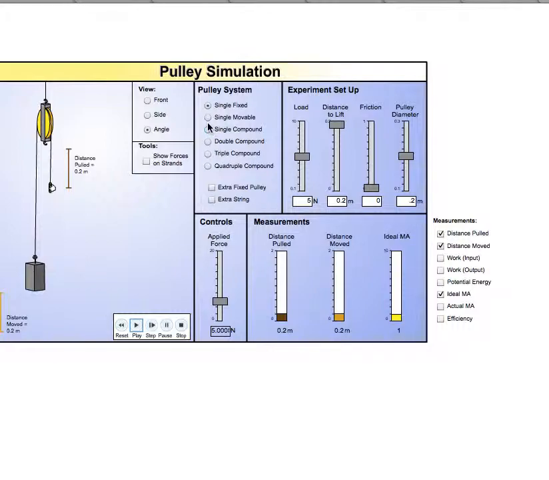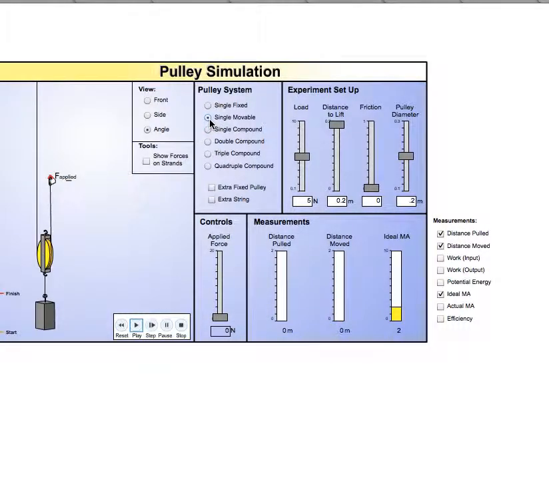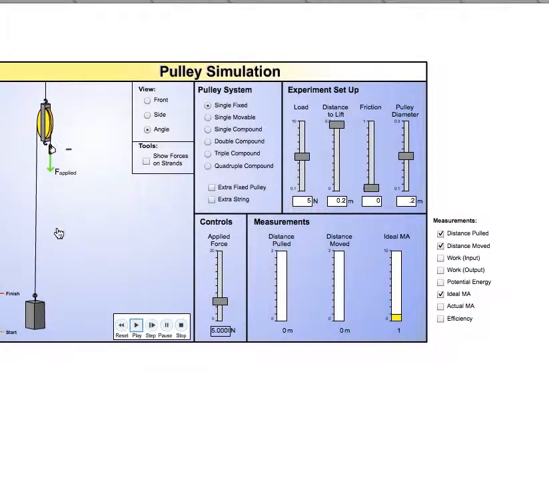Well, let's change it to single movable. Now notice when we changed it to single movable, the ideal mechanical advantage already changed to 2. So what I want you to do as you're doing this is look at the pulley system and see if there's anything that you can notice about the setup compared to what the mechanical advantage says. So I'll go back here to the single fixed really quickly. Notice that we have one string. Even when I pull down on this, think about how many strings are actually working on the load. We have mechanical advantage 1.